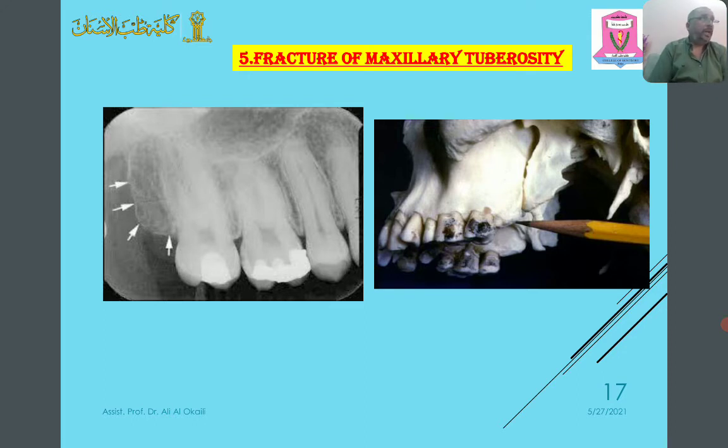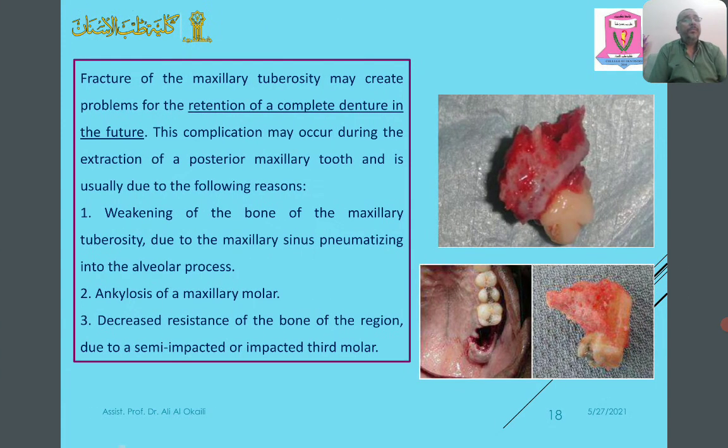ممكن شيء مشابه آخر يصير هو fracture of maxillary tuberosity, وهذا بالذات من نقلع maxillary third molar. Fracture of the maxillary tuberosity may create a problem in the retention of the complete denture in the future. واكو problem أخرى هي أحيانا ممكن يسوي لنا exposure للlining of maxillary sinus. So بهالحالة لازم we take care in good adaptation for the socket, dental socket, and even good suturing for the socket.